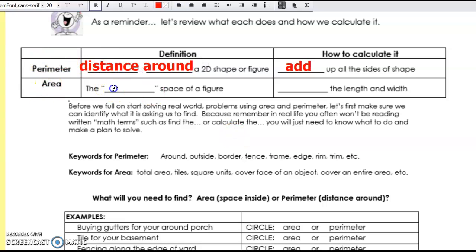Okay, area is the space of a figure. Sorry, it's the square space of a figure. So if you remember the figures that we looked at on our homework, a lot of times they're divided into squares, and we also made sure that we had square as part of our unit measurement. So it's the square space of a figure, the space inside. And to do that, we multiply. The operation we look at is to multiply the length and the width.